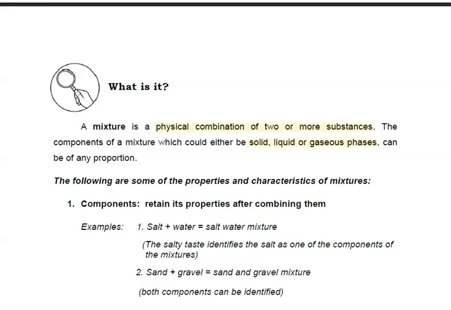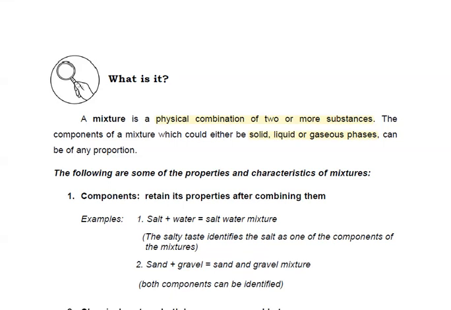So, a mixture is a physical combination of 2 or more substances. Again, the components of a mixture can be solid, liquid, or gas. And they can be in any proportion. No? Pwede gamay ra tong isa, pwede daghan tong isa, pwede pareha ra sila kadaghan. Alright. Next, you read this all throughout. These are the different properties and characteristics of mixture.